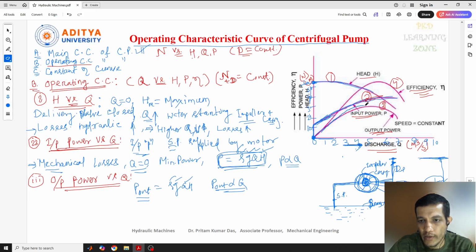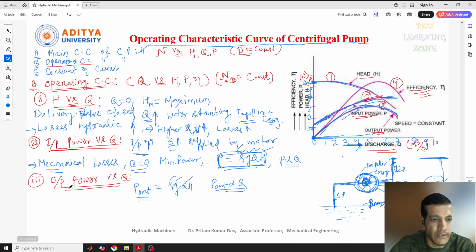The output power curve is this one. This is our output power, and it starts from the origin. Discharge increased, power increased. Discharge increased, power increased. So the output power increases continuously with respect to discharge.